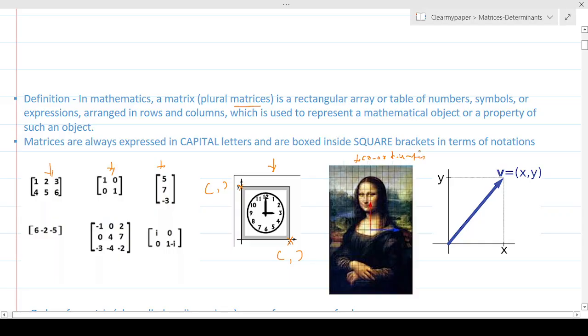So matrices in essence are a rectangular array or table of numbers which could represent the numbers themselves or any object that you want represented in a condensed format, so that the computer understands this very well.